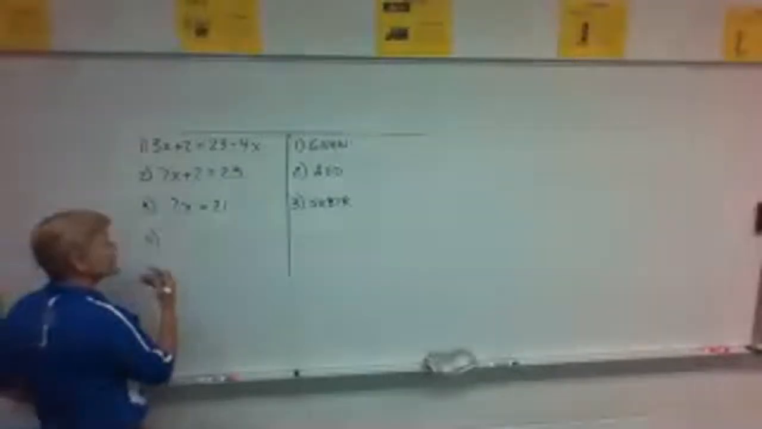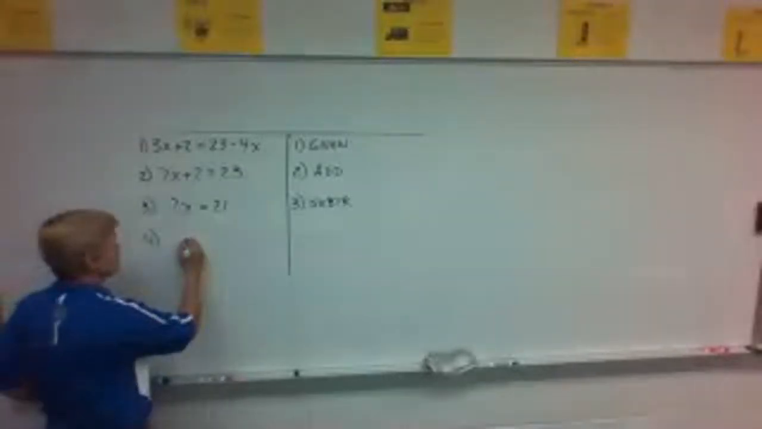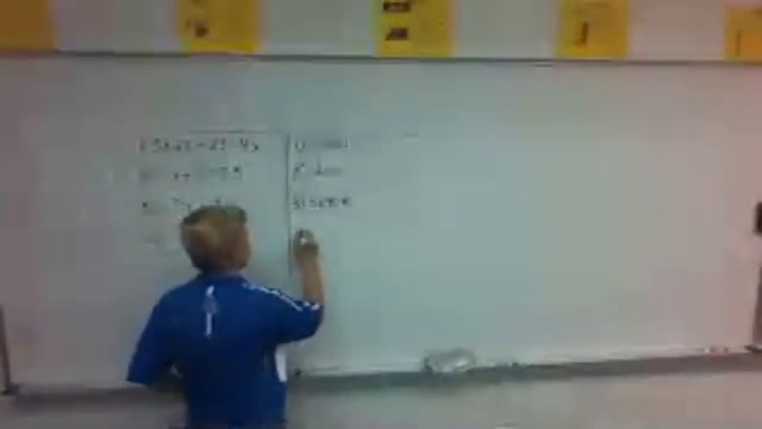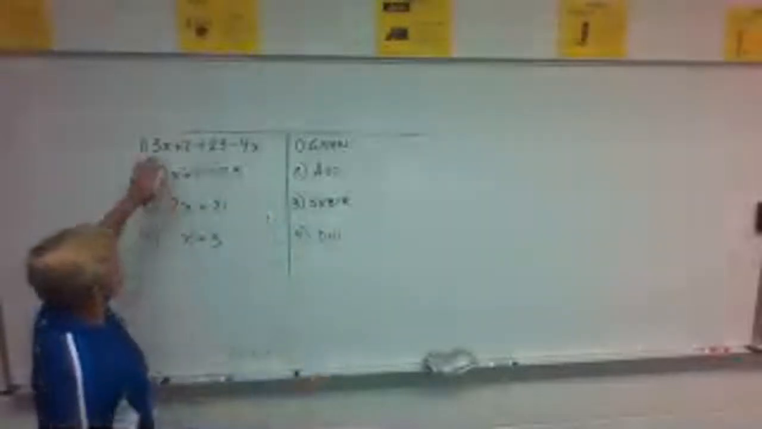What would you do next in the solution of this? Divide by the 7, and the result would be x equals 3. So how did we get from here to here? We used division. So that wasn't that bad, right?